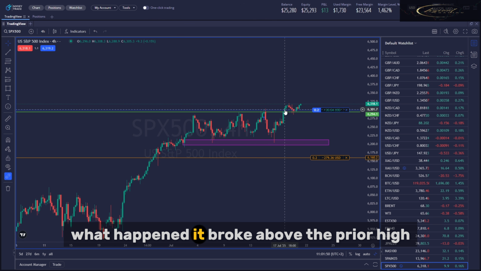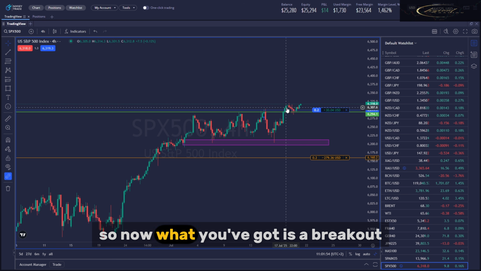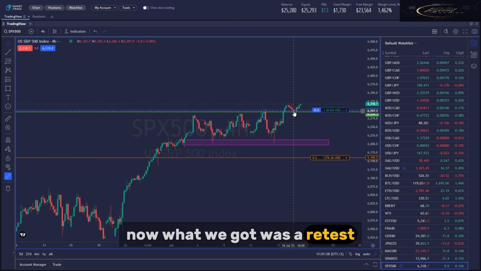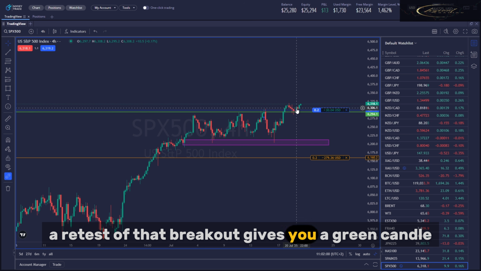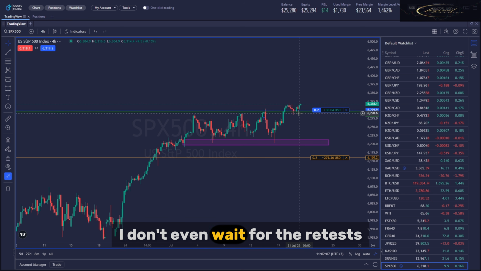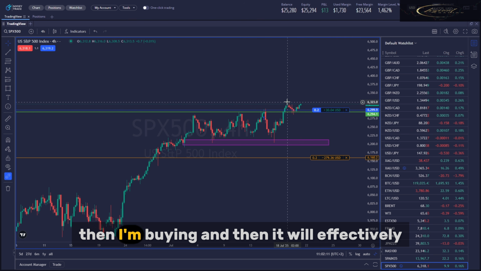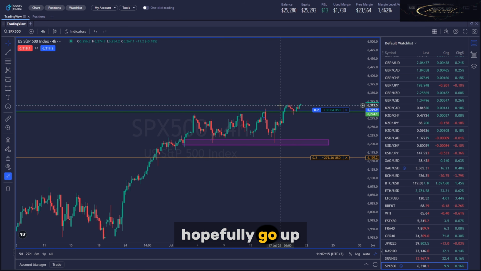So it was trading between those 2 levels. What happened? It broke above the prior high. It broke to the upside. So now what you've got is a breakout. Now what we got was a retest. A retest of that breakout gives you a green candle and you can buy. That's a high probability trade. I don't even wait for the retests. I wait for the green candle to close. If that's clean, then I'm buying, and then it will effectively, hopefully, go up.